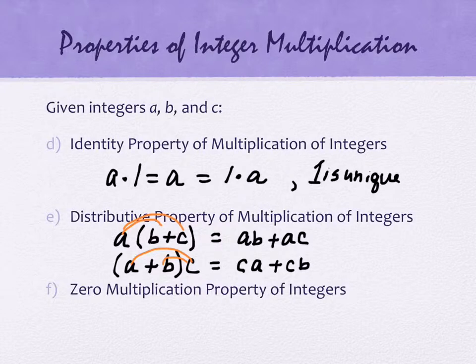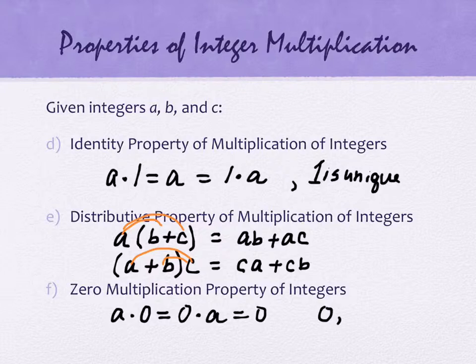The zero multiplication property. What does that say? We saw this once before. A times 0 equals 0 times A equals 0. And the zero doing this is also unique. In other words, no other number has the ability to be multiplied by A and give you 0 as an answer. So 0 is the only one that does that. So this is the zero multiplication property.